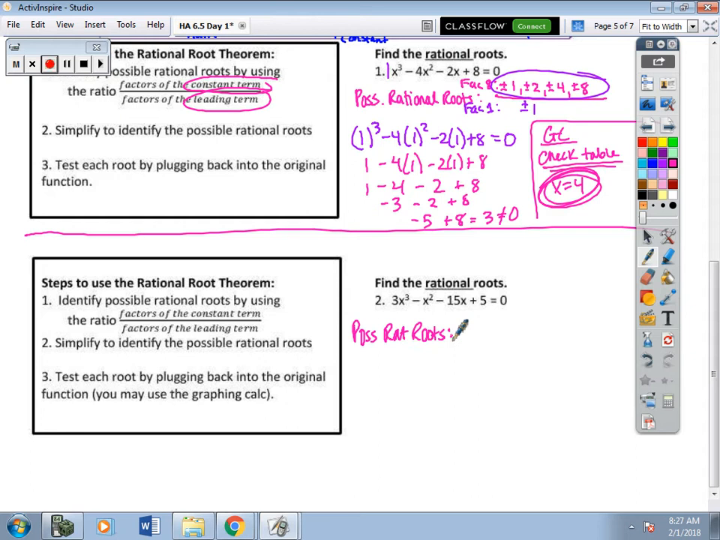So this one we're going to do factors, again, of the last term over factors of the first term. So we're going to have factors of 5 over factors of 3. Last term over first term. So the factors of 5 are just plus or minus 1, plus or minus 5. Factors of 3, plus or minus 1, plus or minus 3. Now you have to actually divide those to get what your possible factors are. So the possible factors are then 1 divided by 1 is just 1. 1 divided by 3 is 1/3.